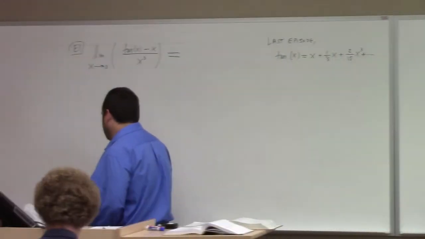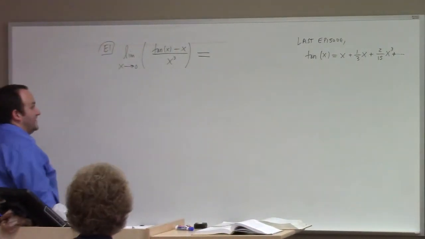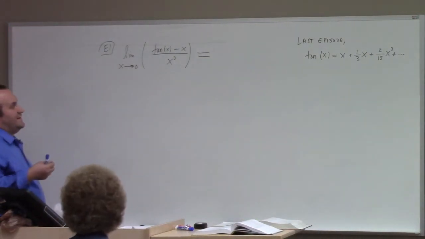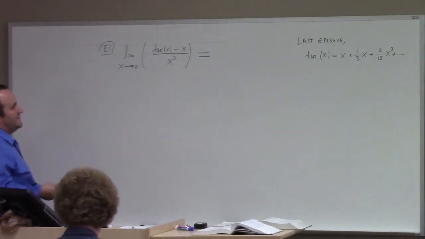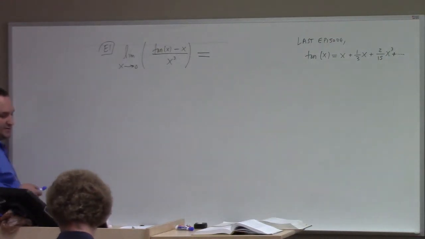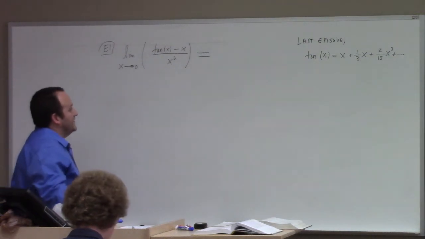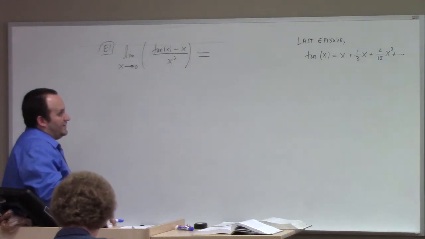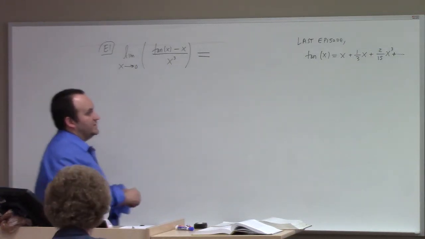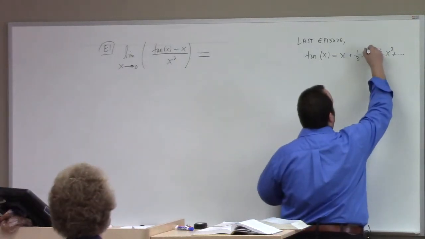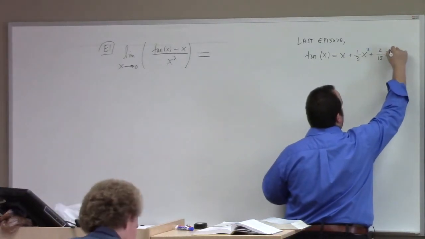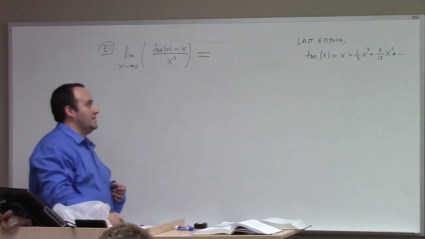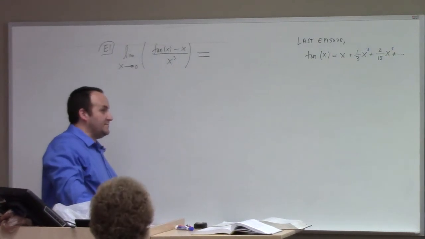I have an example for you guys. This one is what I was looking for in your book last time, but I could not find because it's not there. This example is not quite as horrible as the one we worked on last time, and it's a little bit easier to understand. So we did tangent of x. Last time we worked out that was x plus 1/3 x cubed plus 2/15 x to the 5th, and I worked that out by long division.